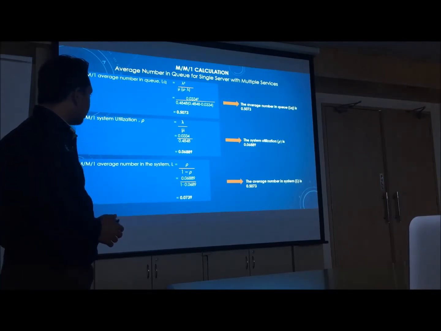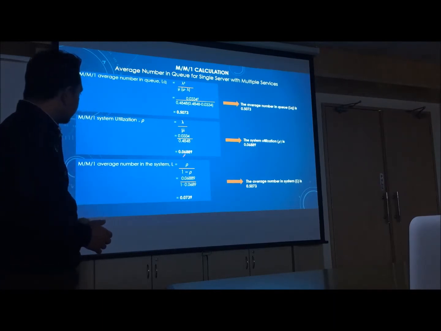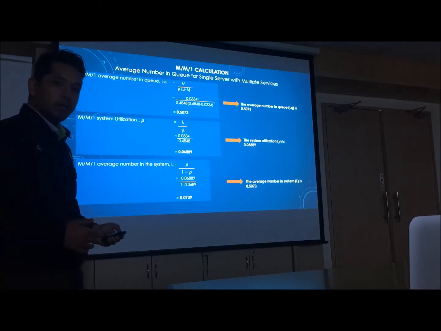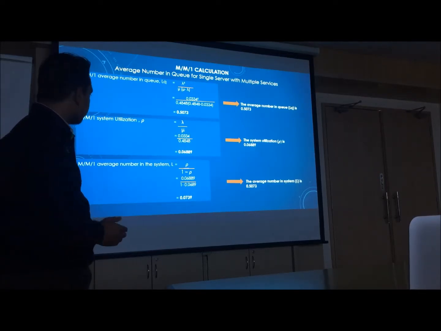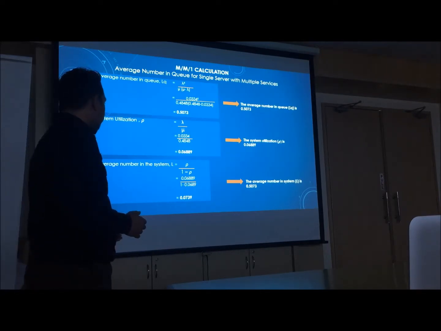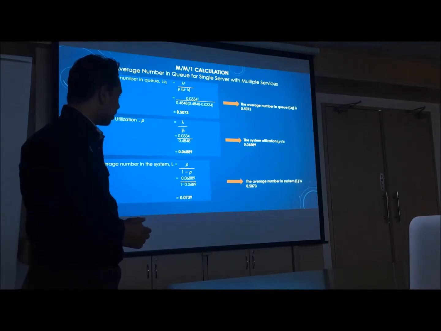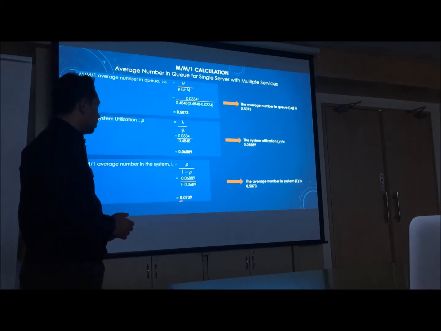And for the average number in the system, you can see here the system utilization P divided by 1 minus P, which is equal to 0.06889 divided by 1 minus 0.0689. So this is the result.